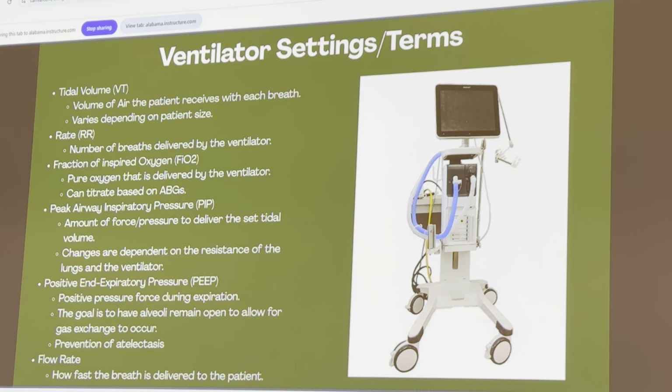And the last one's going to be your flow rate. How fast I'm delivering that breath of air into my patient. How fast I'm delivering that tidal volume to my patient, okay? Questions about the ventilator settings or terms? Just real quick, fast, and in a hurry.